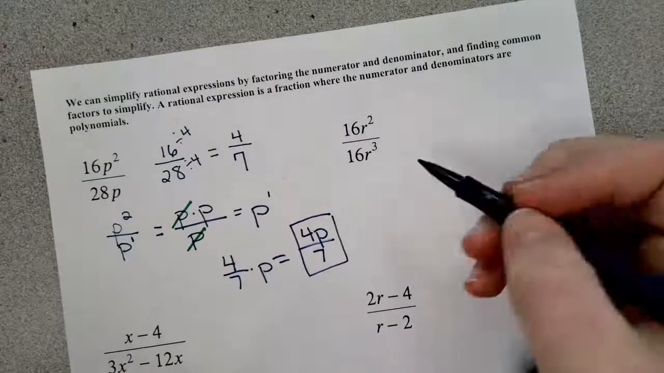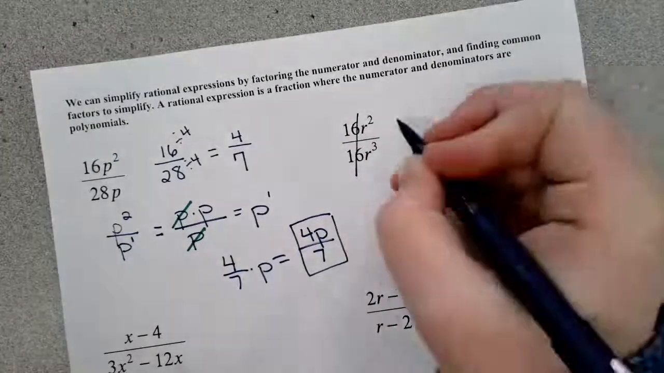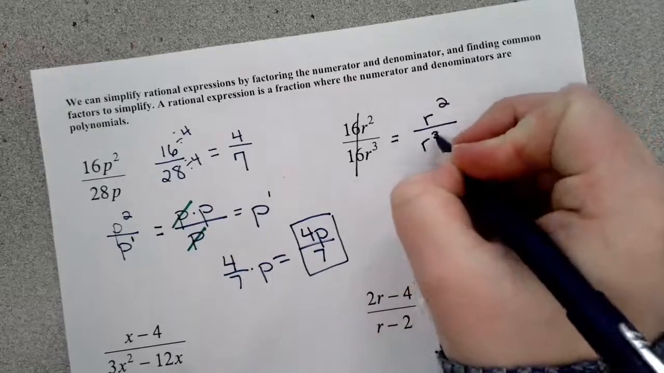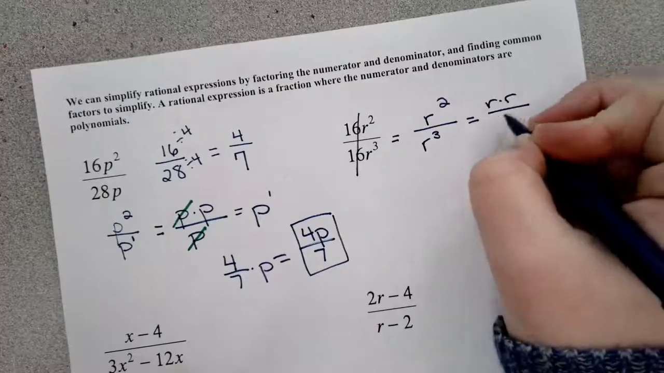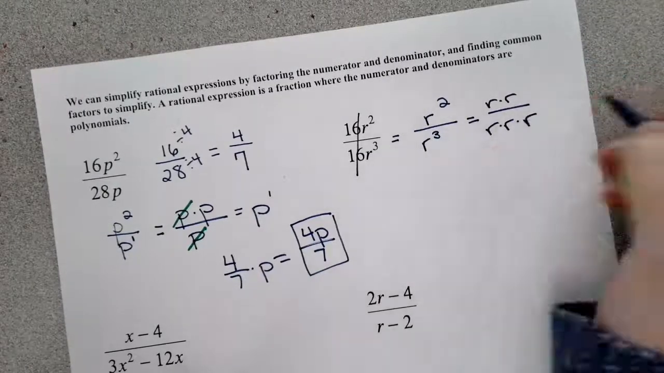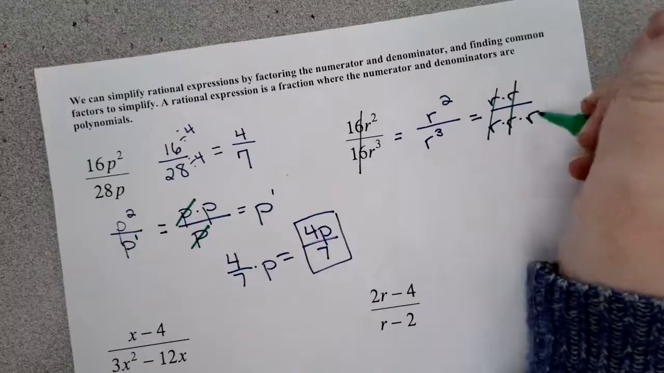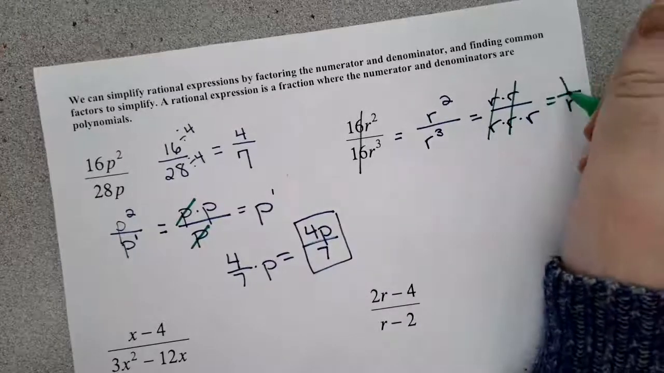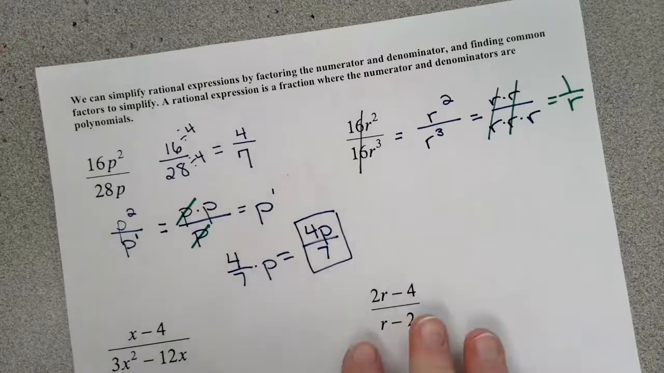Now if we look at the second one, 16 over 16, 16 divided by 16 just equals 1. I can get rid of that. I now have an r squared over r cubed. I have 2 r's up top, 3 r's on the bottom. One set cancels, the other set cancels. I have 1 left on the bottom, which means my placeholder up top needs to be a 1. And that's my answer. That's how I simplify those.